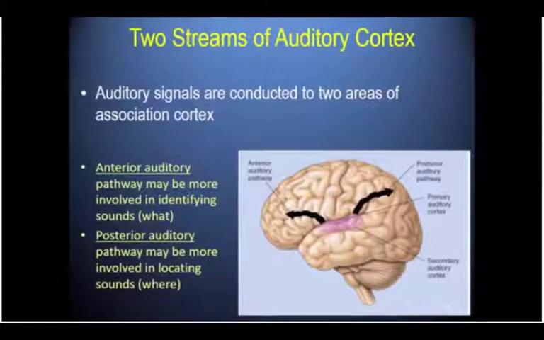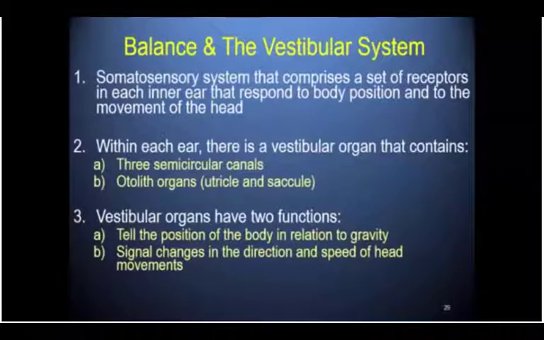Again, this is a place where you need to compare and contrast between the two systems. Because the visual is dorsal and ventral, and the auditory is anterior and posterior. So that brings us to the end of auditory sensation and perception.